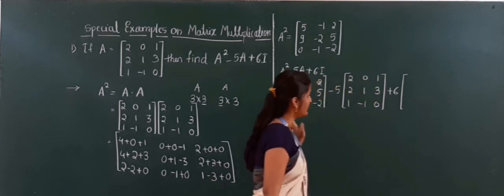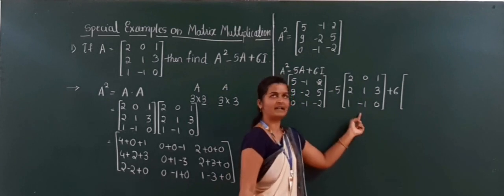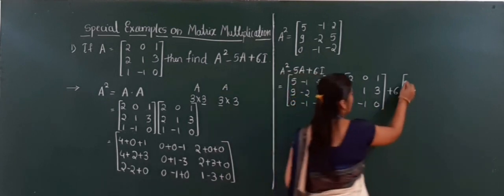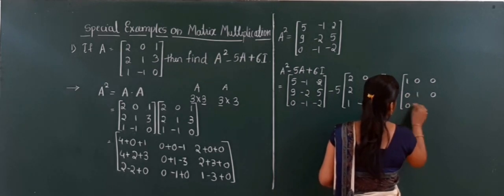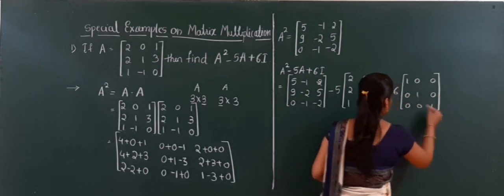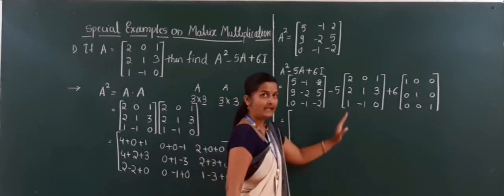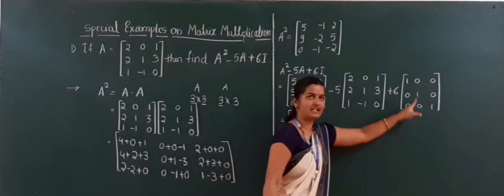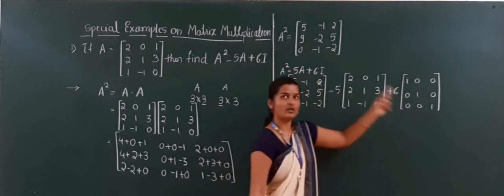According to this expression, what will the order be? 3 by 3 matrix, 3 by 3 matrix, identity matrix also 3 by 3. So I will write 1 0 0, 0 1 0, 0 0 1. Next, before adding, there is scalar multiplication. So you have to multiply 5 to the whole matrix, and 6 to the whole matrix.